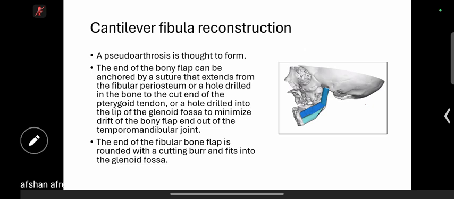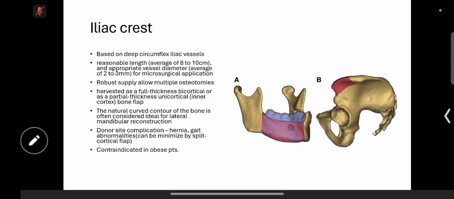With the fibula, what we do is at the end of the bony flap, we anchor the bony flap by drilling a hole or suturing the fibular periosteum at the end of the pterygoid tendon, or a hole drilled into the lip of the glenoid fossa, to minimize drift of the bony flap out of the TMJ joint. The end of the fibular bone flap is rounded with a cutting burr and fits into the glenoid fossa.